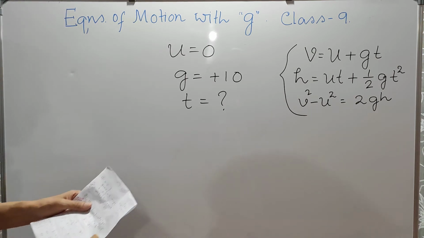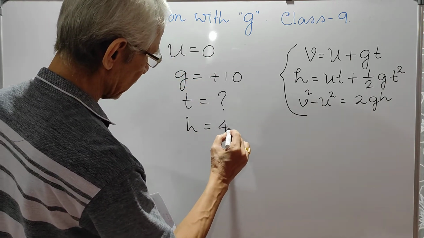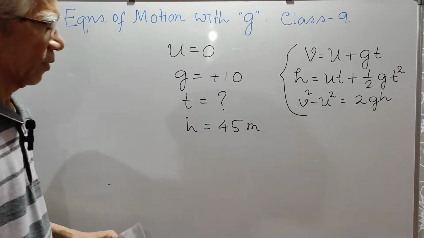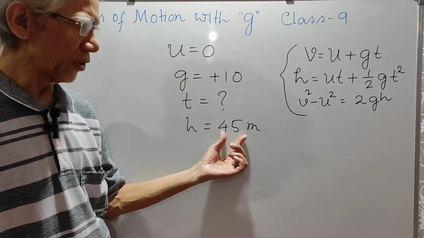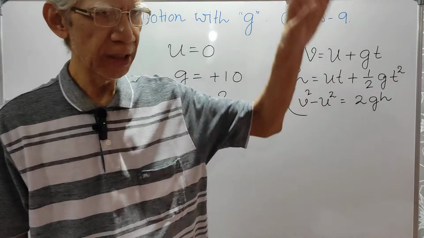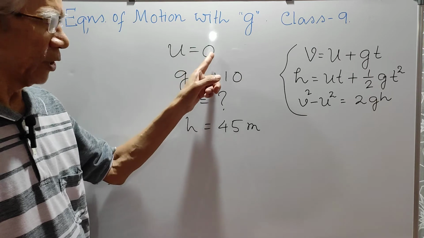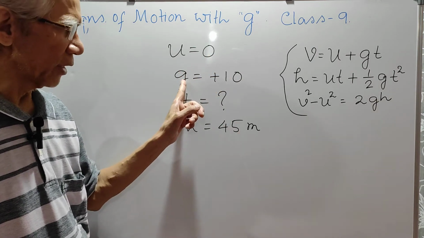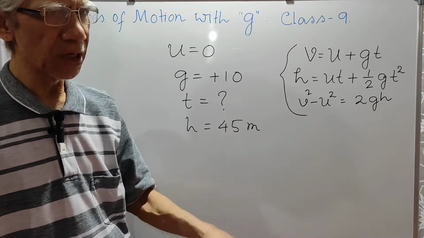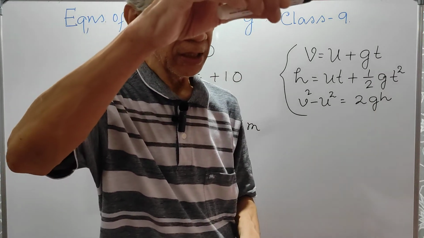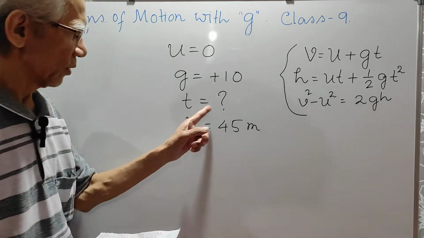It is dropped from a certain height. Height is given, 45 meter. So what is given in the question? See the question: a body is dropped from a height of 45 meter. So h is known, 45 meter. Then since a body is dropped, u is known, 0. g is obviously always plus 10, isn't it? Now you have to find out the time in which it hits the ground. So the body is dropped from a height of 45 meter, then it comes down and hits the ground. In what time? That time you have to find out. So t equal to what?